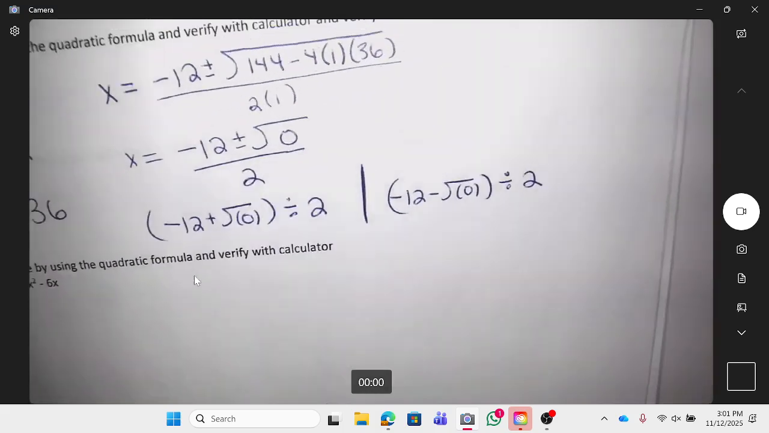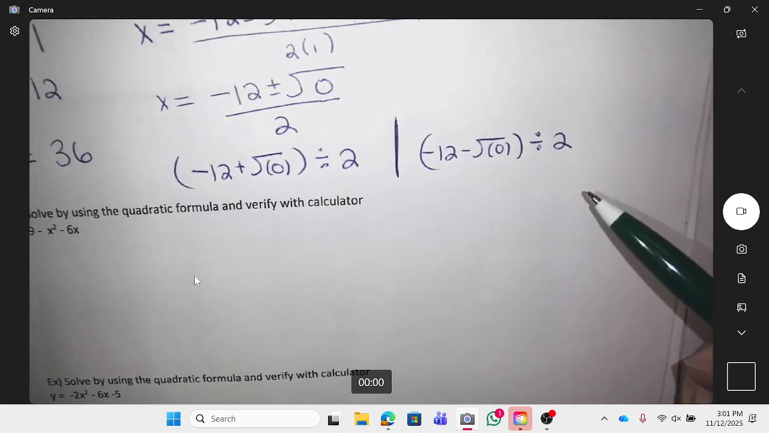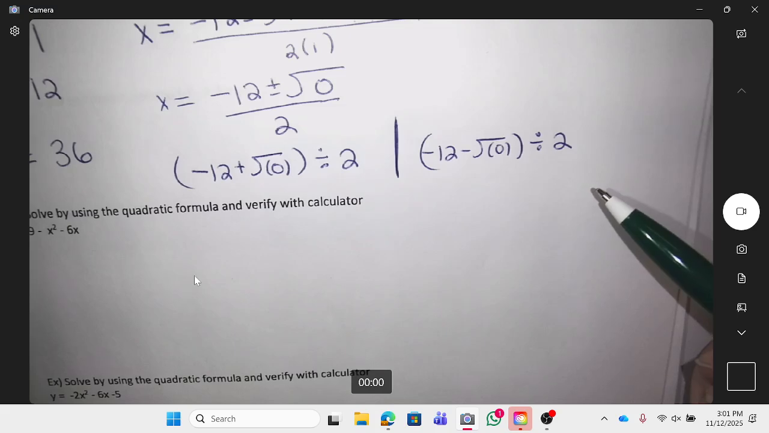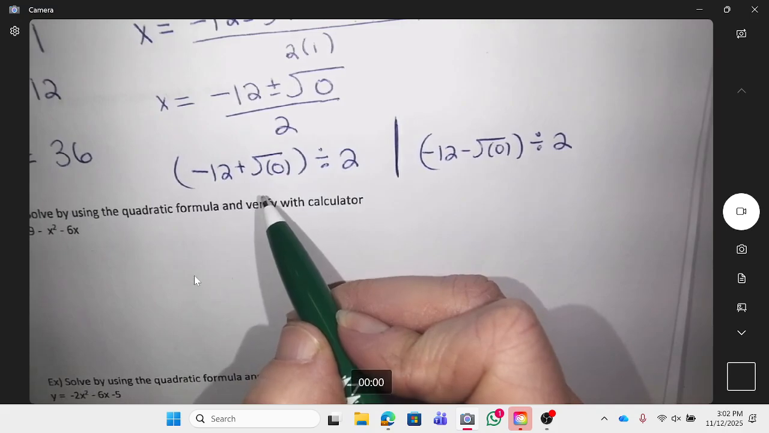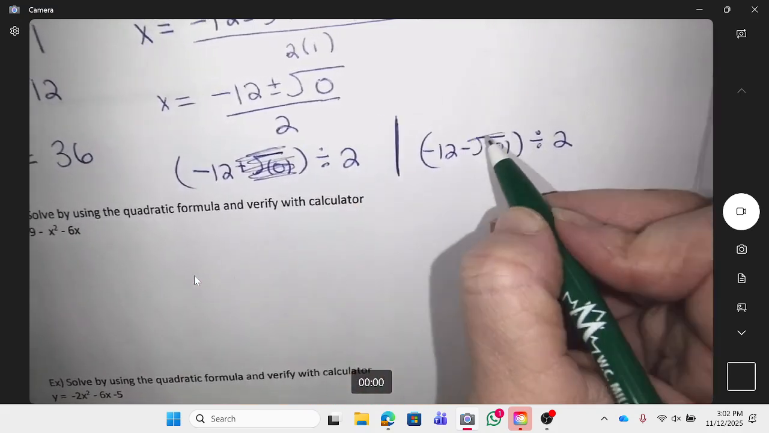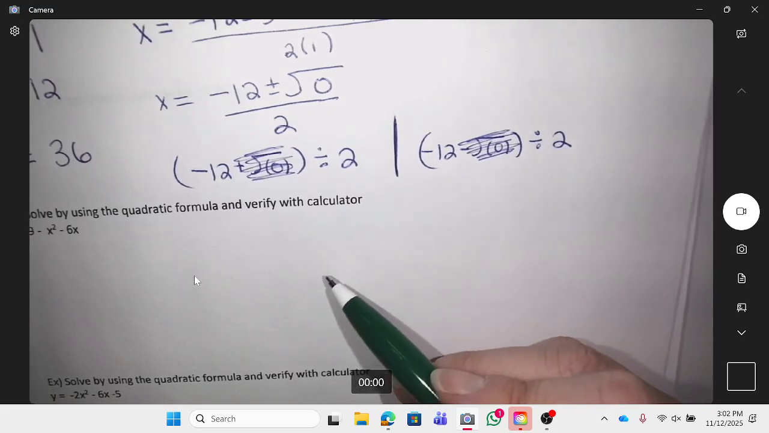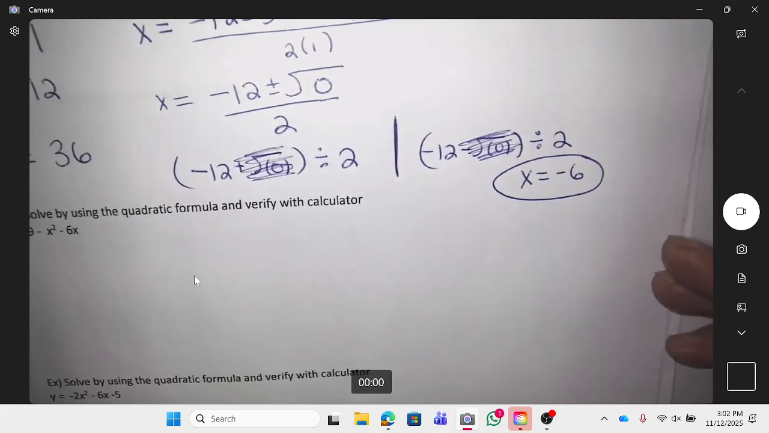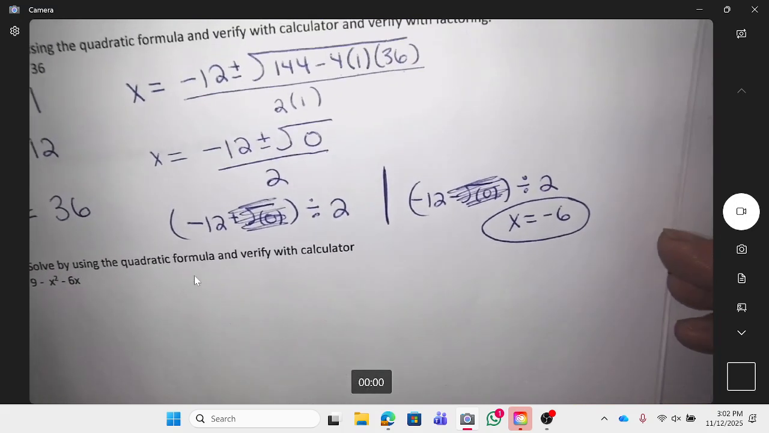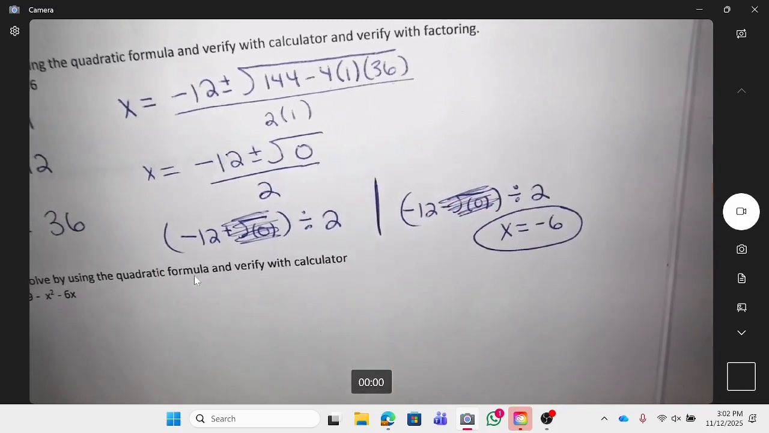Okay, so to follow the format, this is how I would be in my calculator, but there's something just to think about. What's the square root of 0? 0. Can I just do this in my own head? Aren't those answers just going to be the same thing? Negative 12 divided by 2 is negative 6. Now, we're going to verify it with the calculator and factoring.